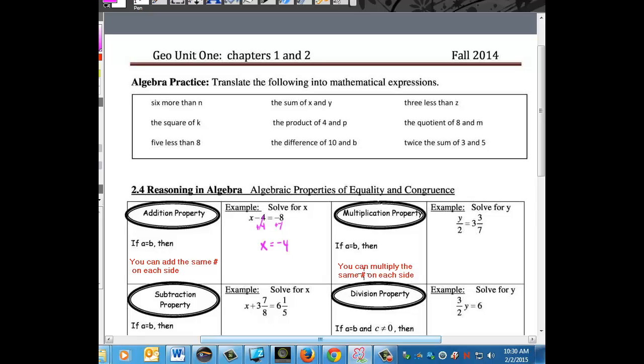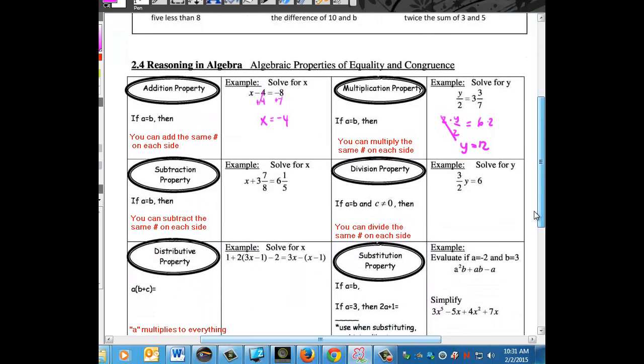We can do the same with the multiplication property. I'm going to change this problem to an easier one. Let's change it to y over 2 is equal to 6. And if I want to solve for y, I would times 2 on each side. Just like over here when I added 4 on each side, except now we're not adding, we're going to times each side by 2. That's known as the multiplication property. So we can multiply the same number on each side.